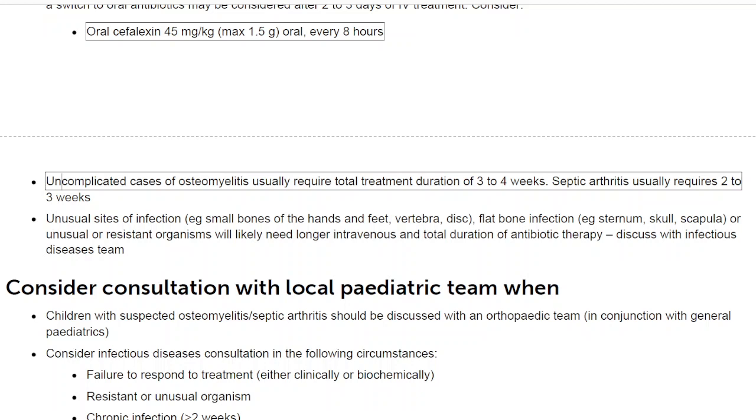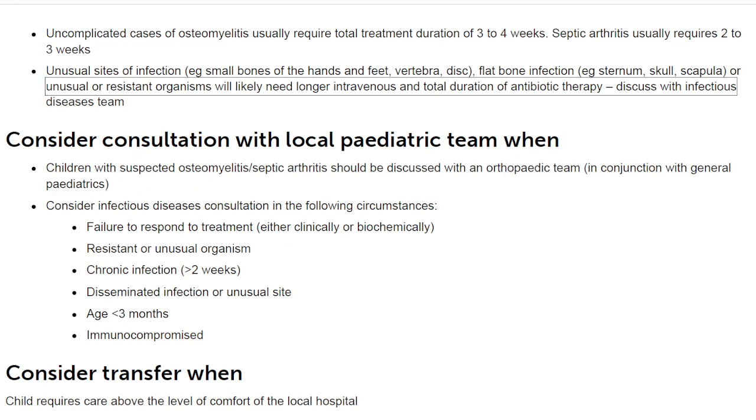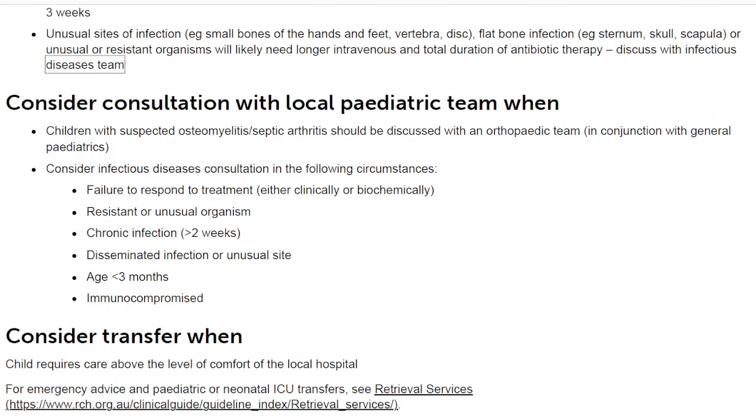Uncomplicated cases of osteomyelitis usually require total treatment duration of 3 to 4 weeks. Septic arthritis usually requires 2 to 3 weeks. Unusual sites of infection, e.g. small bones of the hands and feet, vertebra, disc, flat bone infection, e.g. sternum, skull, scapula, or unusual or resistant organisms will likely need longer intravenous and total duration of antibiotic therapy. Discuss with infectious diseases team.